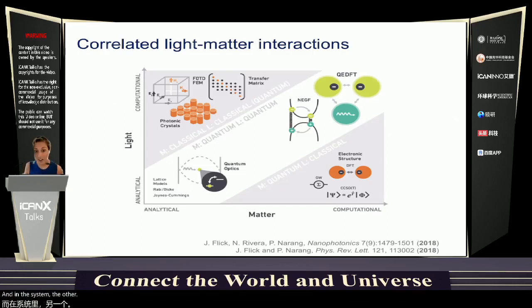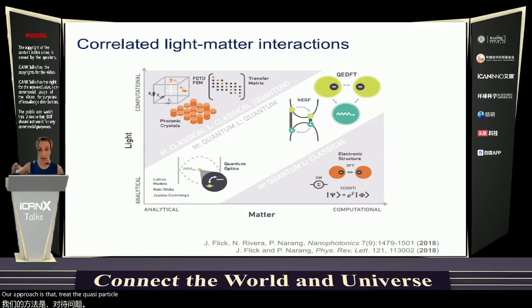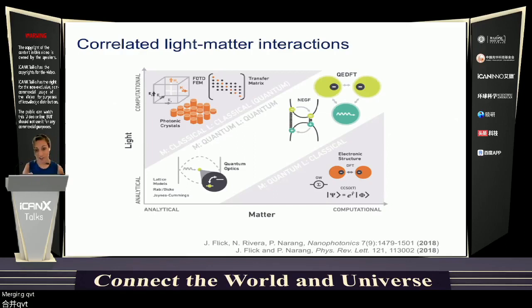On the other end, there are really awesome electronic structure techniques where the photon is in some ways included. A good example of this is the GW, the Green's function approaches that treat the quasiparticle optical excitations quite well. However, the photon is almost always classical. So we and a few others have been working towards approaches both in non-equilibrium Green's functions as well as in merging QED and electronic structure.